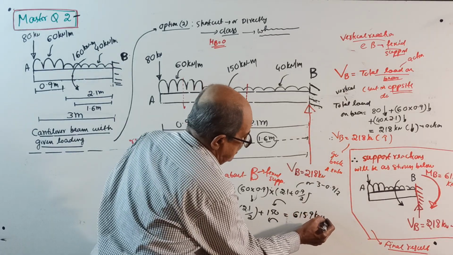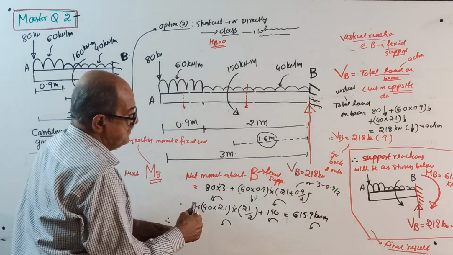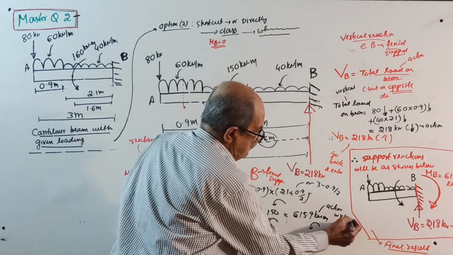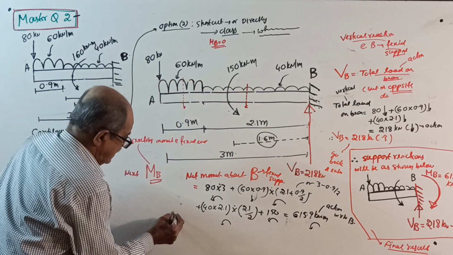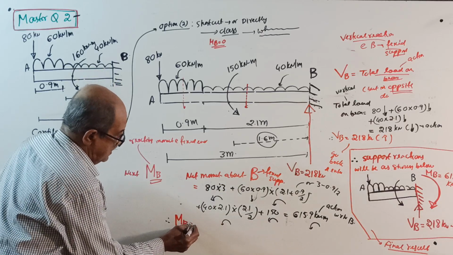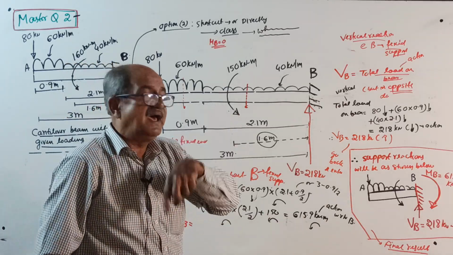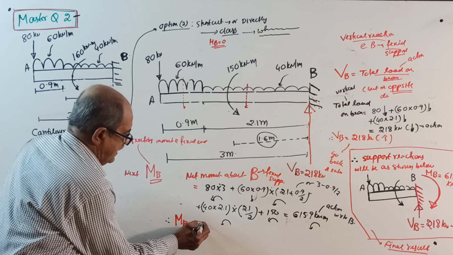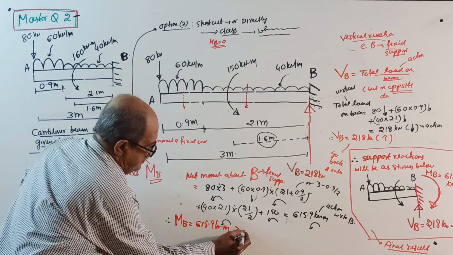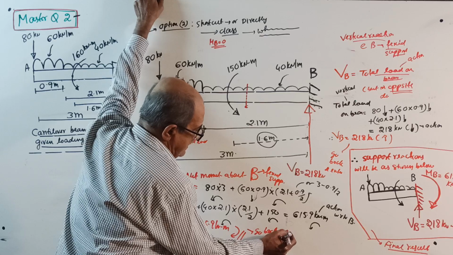615.9 kilonewton meter anti-clockwise. Right here. Therefore, this is your action. This is action with respect to fixed support B. Therefore, reacting moment, and you should write by words, at the fixed support B, MB is equal in magnitude but opposite in direction, means 615.9 kilonewton meter clockwise is the answer. Go back and enter. Go back and enter.